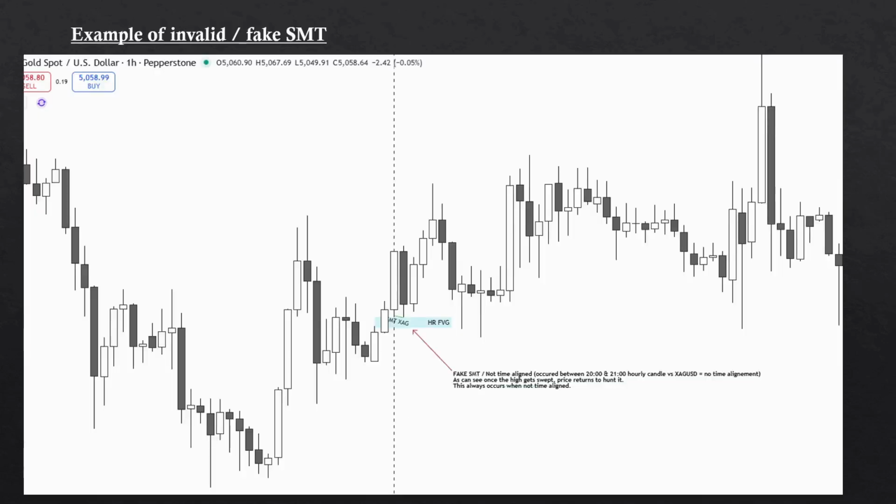Here we have an example of what can be defined as an invalid or fake SMT. Price has rejected a valid point of interest, an hourly fair value gap. There is an SMT that has formed, but the issue with this SMT is it's not time aligned, so it will never be a low that holds. Generally speaking, price will take out the next level of liquidity, which is the swing high in this case, and it will retrace and hunt this SMT that's not time aligned and then continue on its merry way.